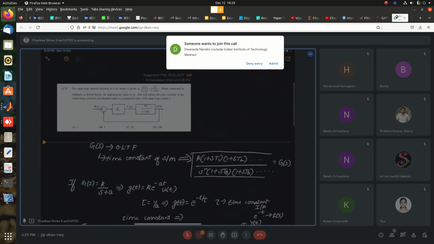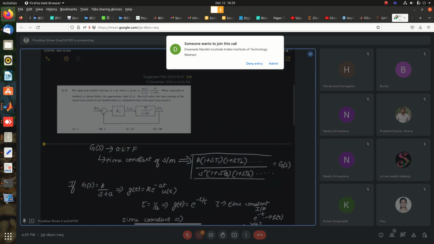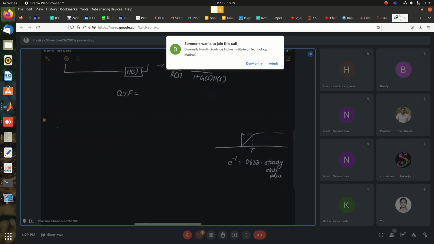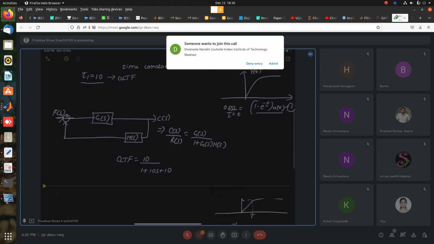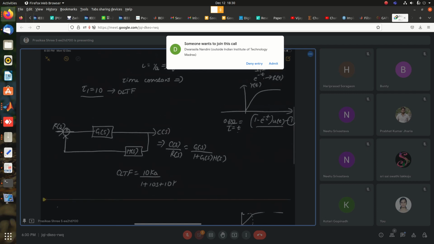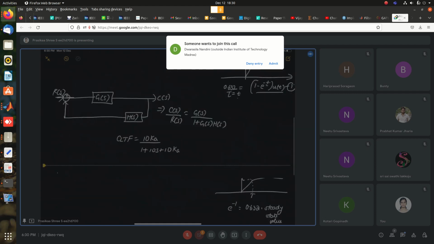So when you're doing that, CLTF will be just, if it is a unity feedback system, then you can write it like this. When you calculate it, you will be getting 1 plus 10s plus 10. Okay. Sorry, I left the KA. So 10 KA. This is what you would have got.